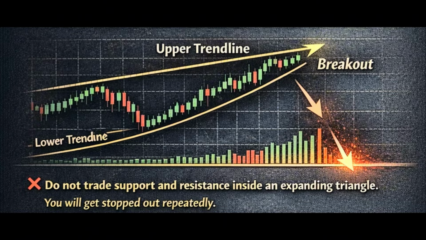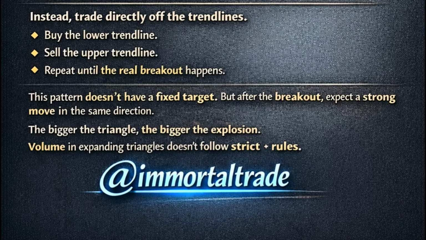Do not trade support and resistance inside an expanding triangle. You will get stopped out repeatedly. Instead, trade directly off the trend line. Buy the lower trend line, sell the upper trend line. Repeat until the real breakout happens. This pattern doesn't have a fixed target, but after the breakout, expect a strong move in the same direction. The bigger the triangle, the bigger the explosion.